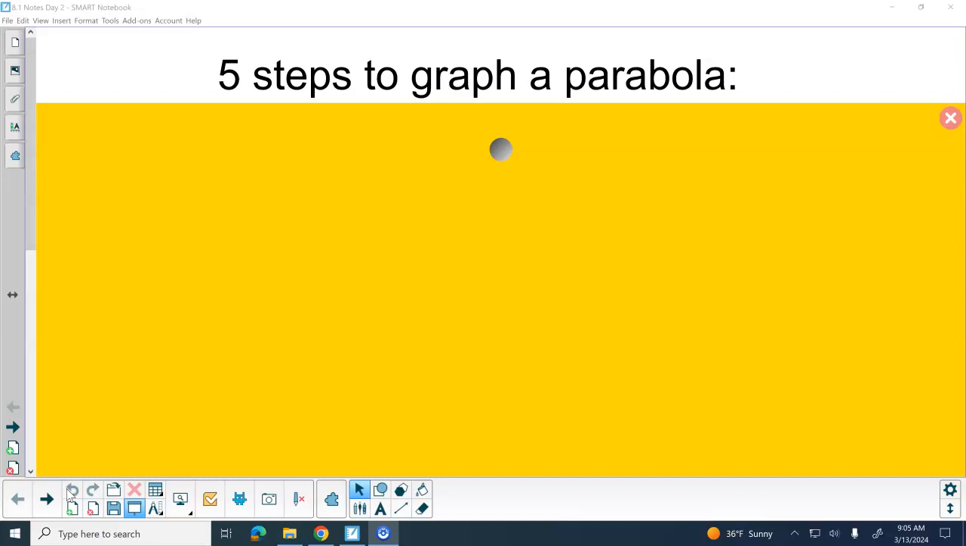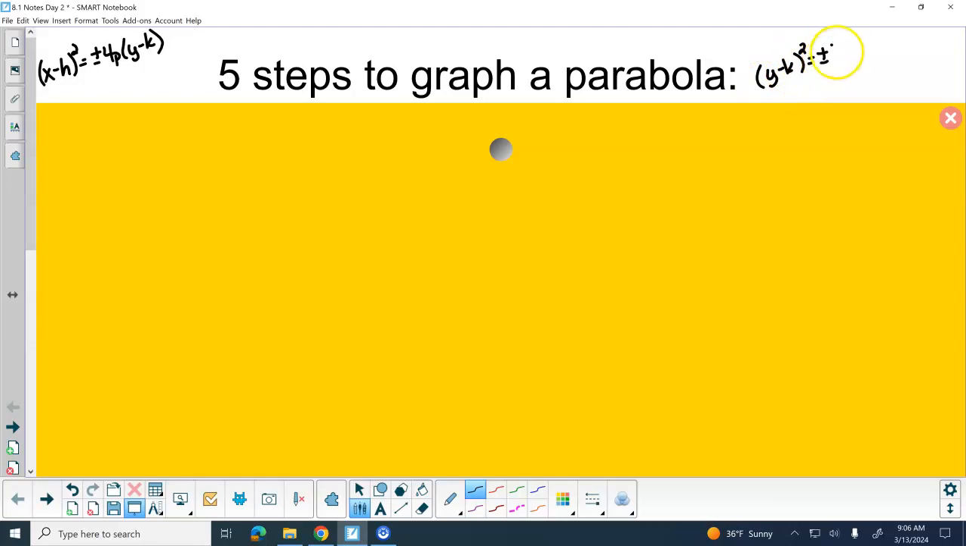So up there, in that box on your note sheet should be the two general formulas for parabolas, which again were x minus h quantity squared equals plus or minus 4p times y minus k. And then the other one was y minus k quantity squared equals plus or minus 4p times x minus h. So those two should be in that upper left-hand box on your supplemental note sheet.